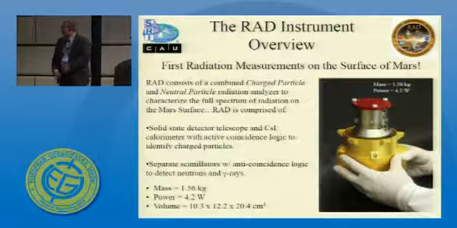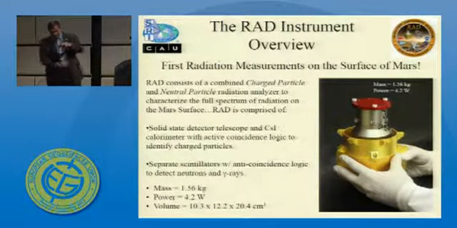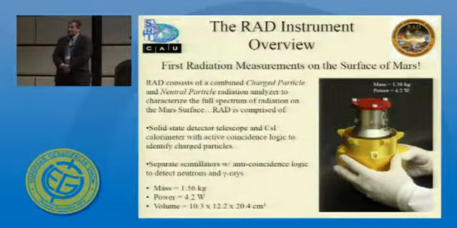So just a quick overview of the RAD instrument. It's about the size of a coffee can or a bread box. It's about 1.5 kilos, and when it's operating, it operates with about 4 watts. It's a combination of both a charged particle analyzer and a neutral particle analyzer, because we really want to characterize all types of spectra. There's secondary neutrons on the surface of Mars, and there's secondary neutrons inside the spacecraft on the cruise to Mars. So we want to measure the neutral particle radiation. That's also biologically effective for humans.